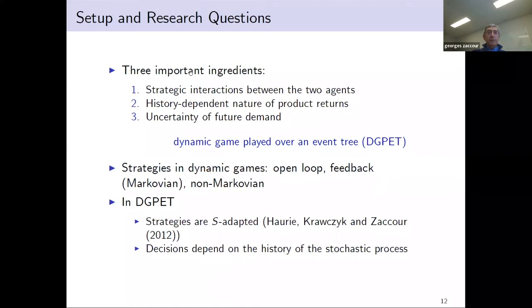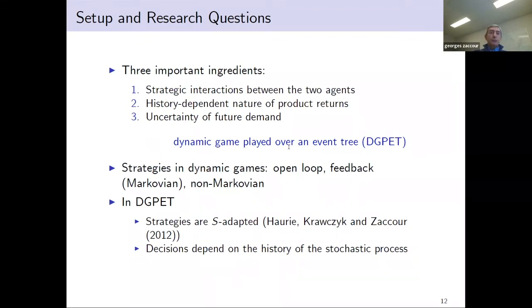So we have here 3 important ingredients, and we do not want to miss any one of them. One is that there is a strategic interaction between the 2 agents. When you see this, it means that you need a game model. Second one is that the product returns depend on how much sales have been in the past. So there is here a history-dependent nature of product returns. So it means that you need really a dynamic model to be serious. And third one is that if you are dealing with long-term, the demand should be considered as uncertain, and we need a game that accounts for this. So when we have these 3 ingredients, we can adopt the so-called dynamic game played over event tree framework.